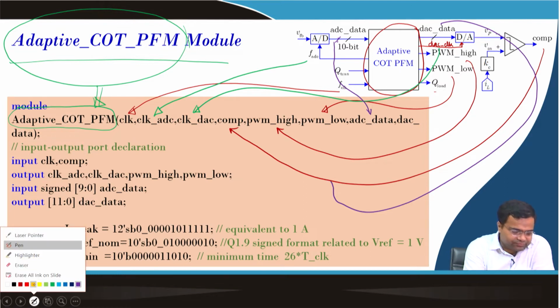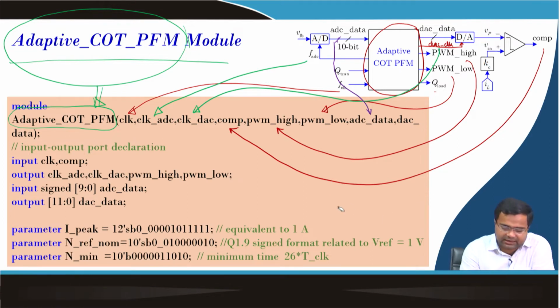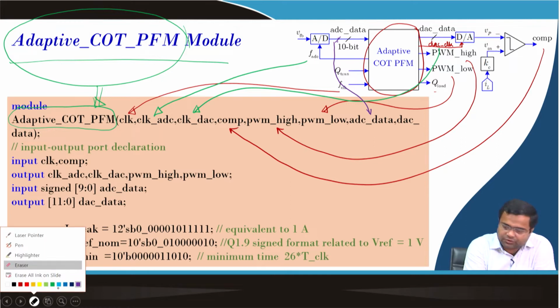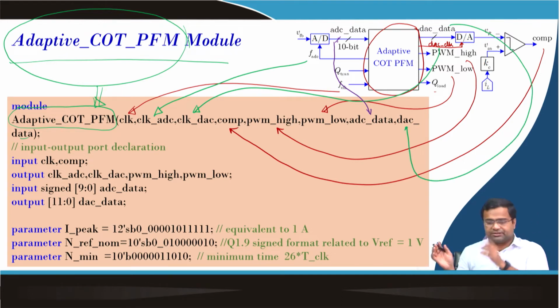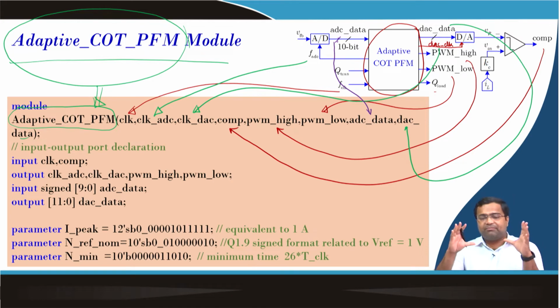DAC data. So, maybe I can use green color. So, this is the DAC data. Half part is going here and here is a continuation. So, that means we have interface all this real world signal, that is why it is the main module.